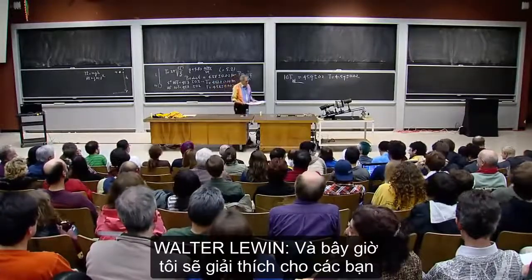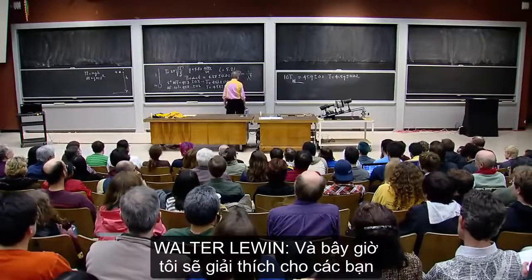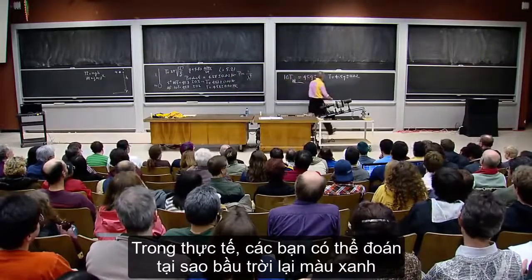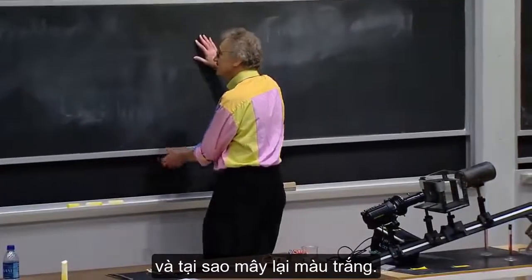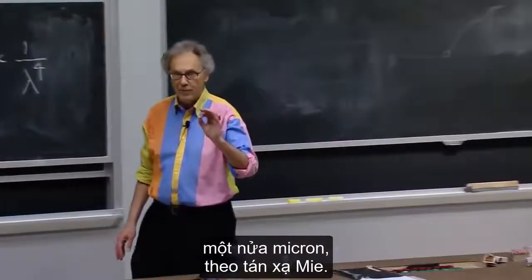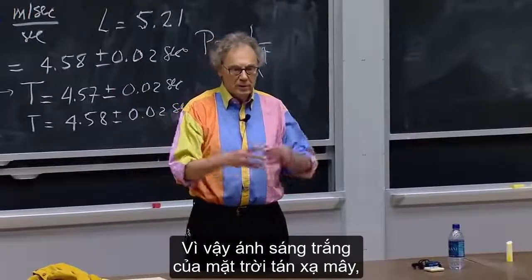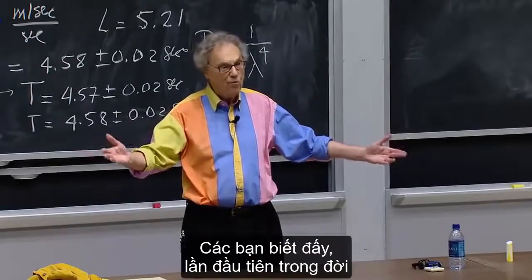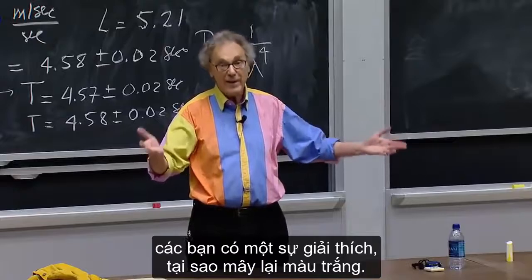I'm now going to explain to you, in fact you could probably guess, why the sky is blue and why clouds are white. Clouds consist of very small water drops, surely larger than half a micron, which is Mie scattering. So the white light of the sun, scattered off the cloud, remains white. So you now, for the first time in your life, may have an explanation why clouds are white.